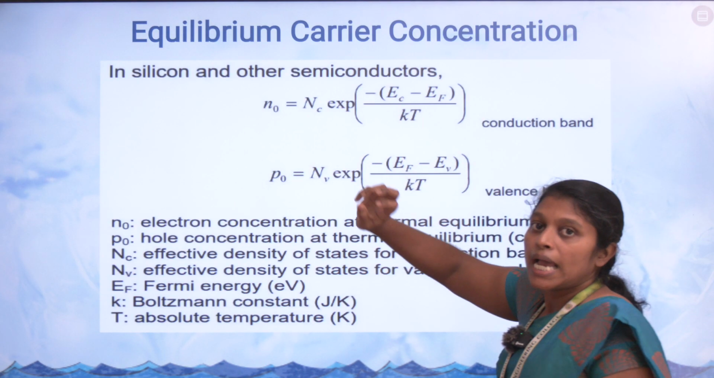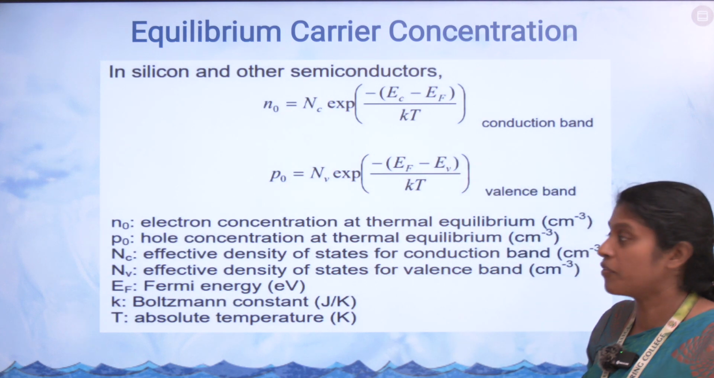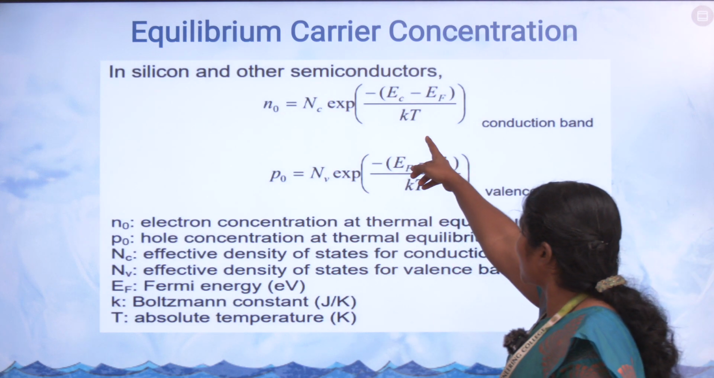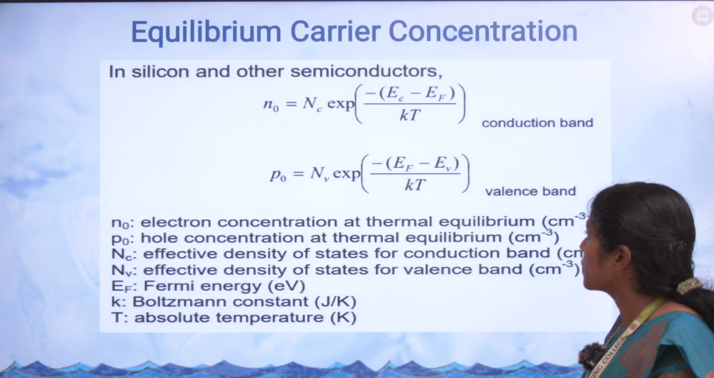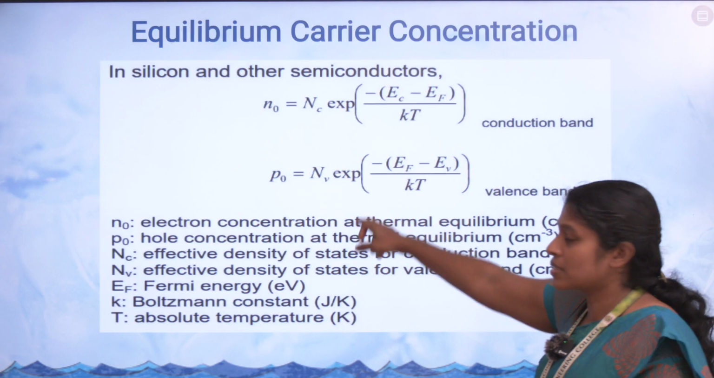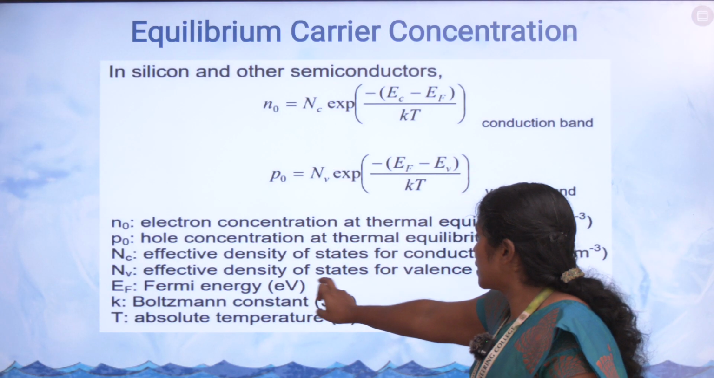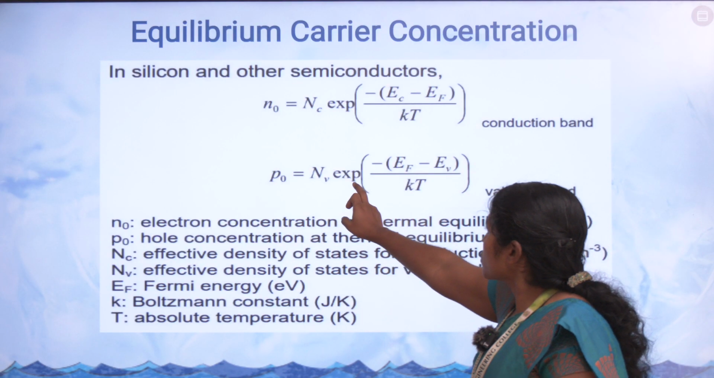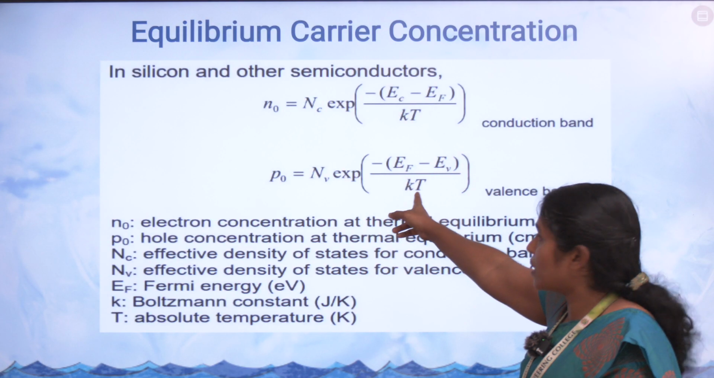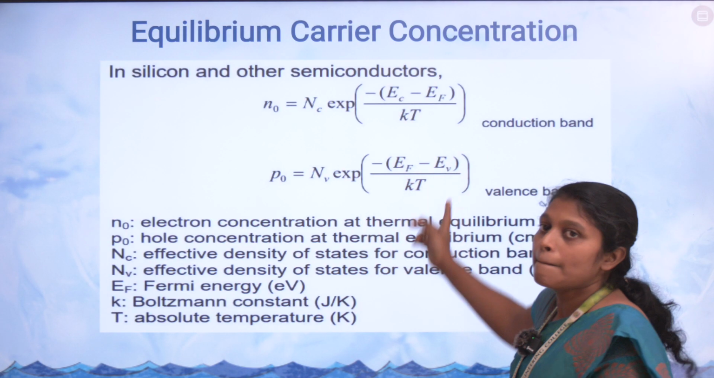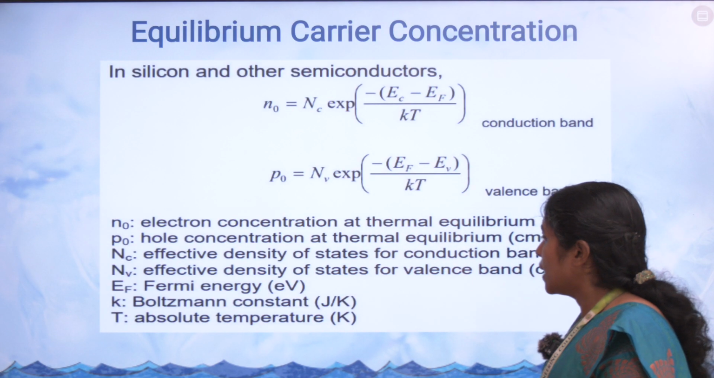EC refers to the energy at the conduction band and EF refers to the Fermi level energy, divided by KT. K refers to the Boltzmann constant and T refers to the temperature. Similarly, for holes, it is represented by NV. NV represents the density of states of the valence band. So exponential of minus, where the exponent is the difference between the Fermi level and the valence band energy, divided by the Boltzmann constant times the temperature.